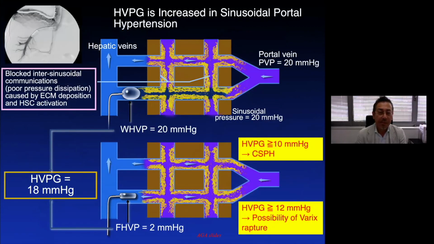In sinusoidal portal hypertension, the sinusoidal communications are blocked by fibrous tissue, resulting in the elevated wedged hepatic venous pressure. The free hepatic venous pressure remains normal, and therefore the HVPG is elevated. HVPG more than 10 mmHg is classified as clinically significant portal hypertension.